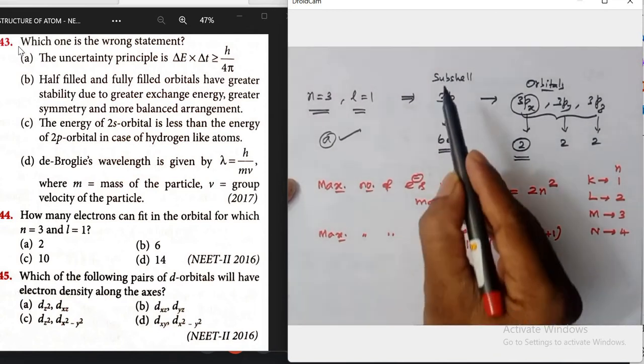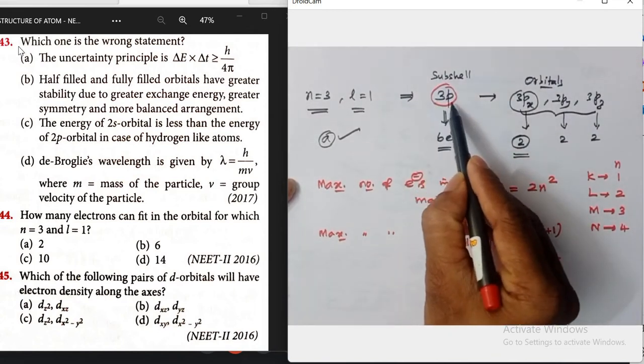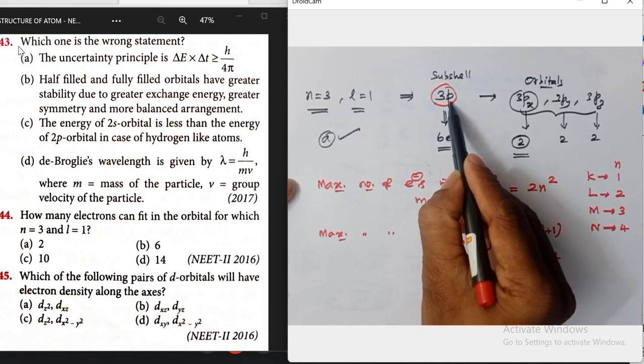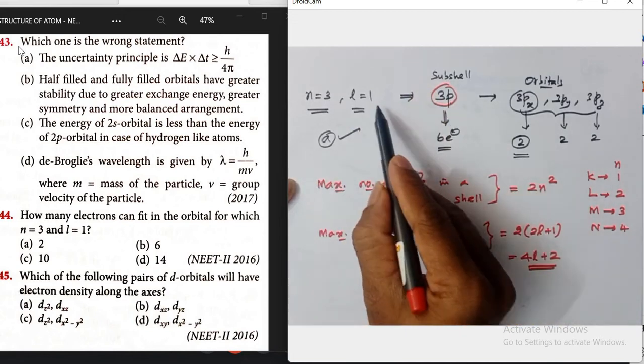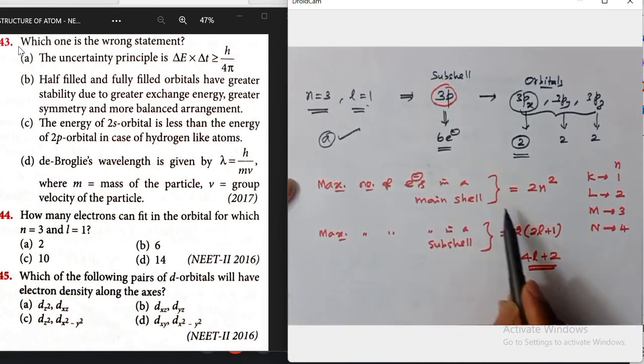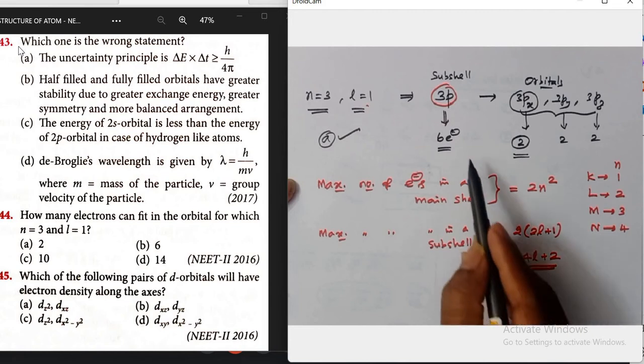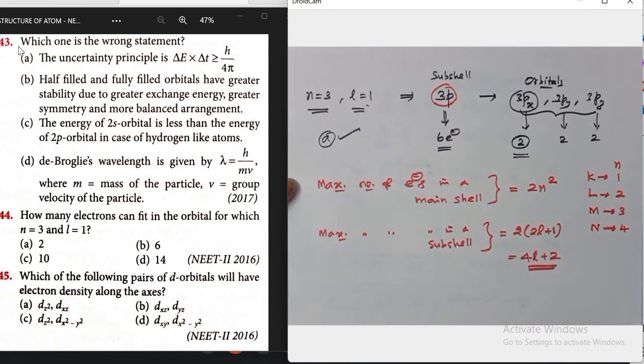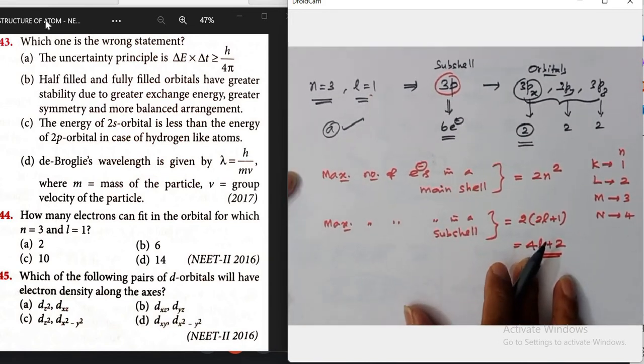Here the subshell given is 3p, the p subshell. For p subshell, l value is 1. You put l value 1 here: 4 into 1 is 4, 4 plus 2 is 6. Yes, you have 6 electrons maximum. You can place maximum 6 electrons.